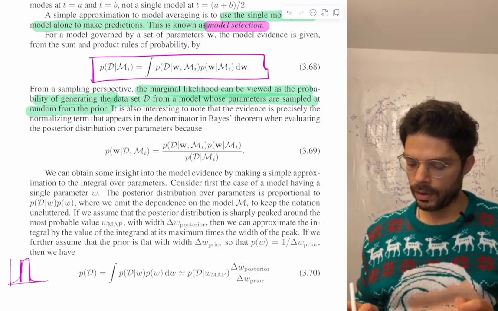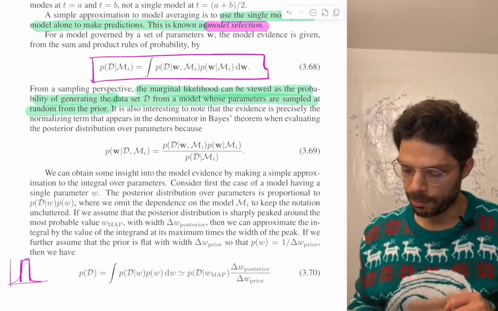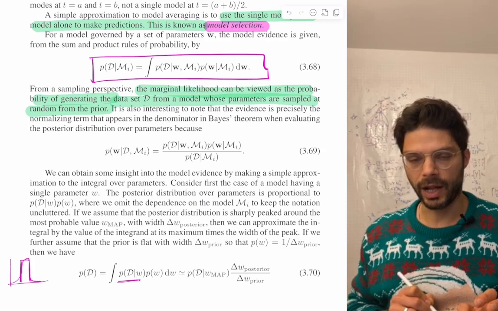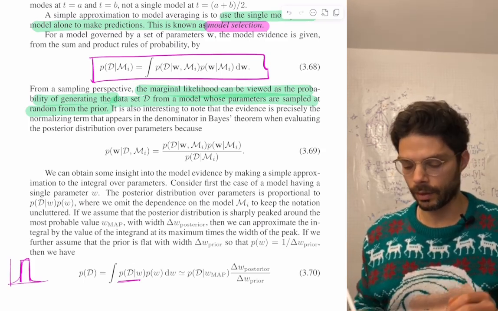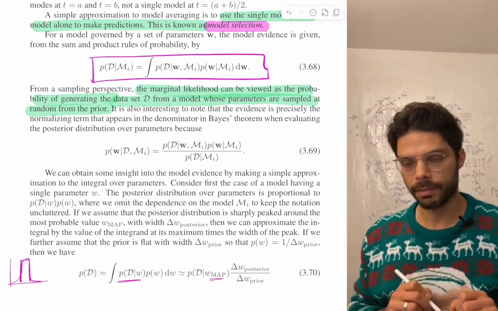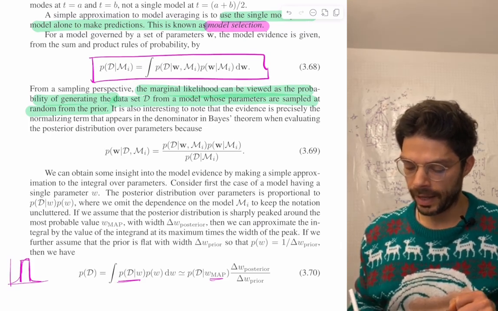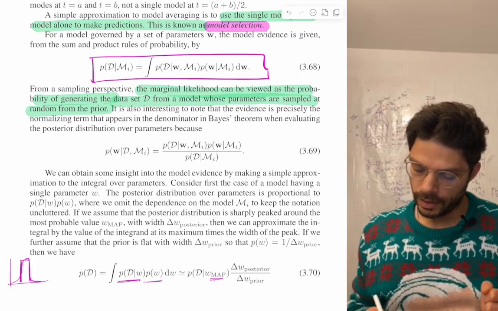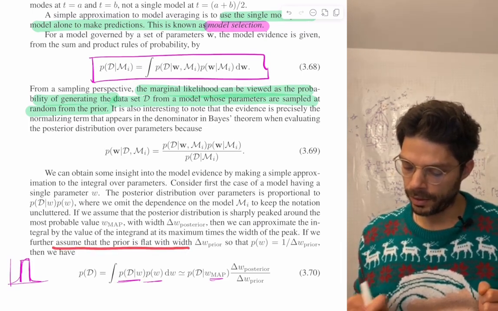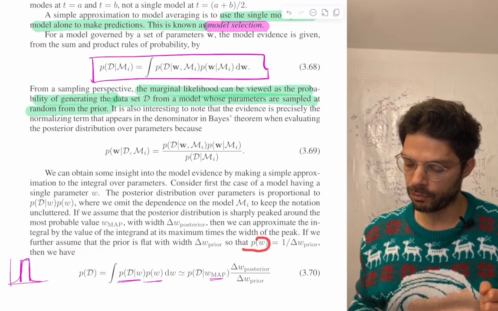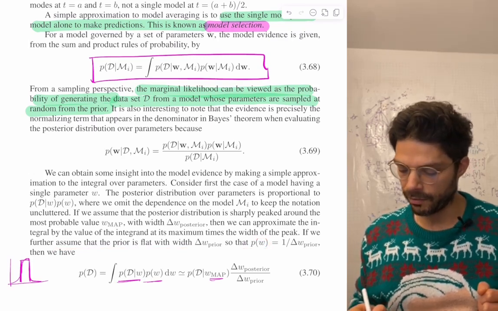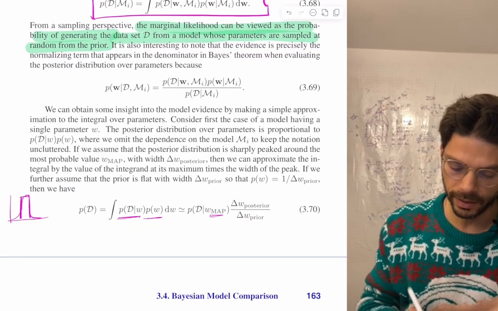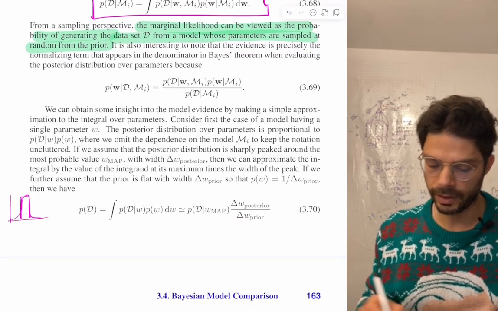Okay, but what is that peak? That peak is going to be roughly equal to the value of the likelihood at the map estimate, and P of W. But what about P of W? If we further assume the prior is flat with width delta W prior, so that P of W equals 1 over delta W prior, then we have this approximation. Let's just make sure we get where that comes from. I think it's a simple idea.